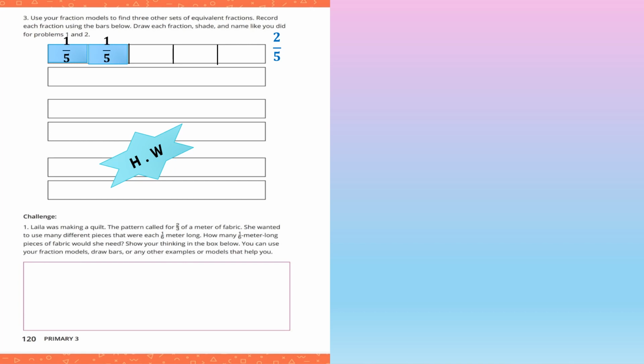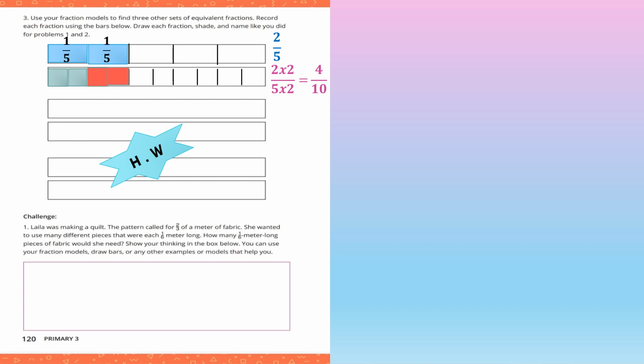To find the equivalent fractions, you can multiply the numerator and the denominator by any number. Here I will multiply them by 2. 2 times 2 equals 4. 5 times 2 equals 10. 4 over 10. Let's divide this bar into 10 equal parts and color 4 parts. Each part is 1/10 or 1 over 10.